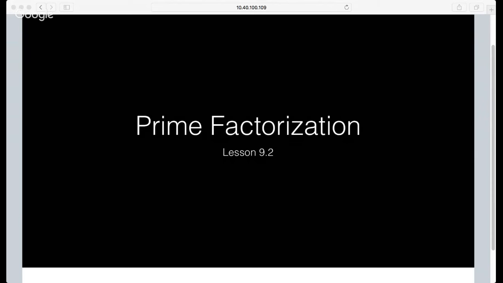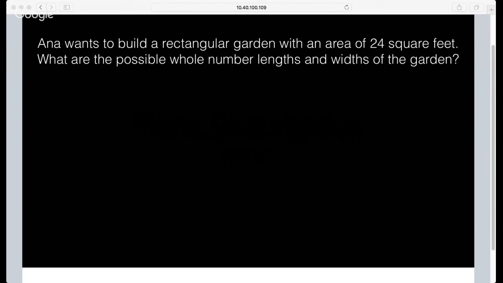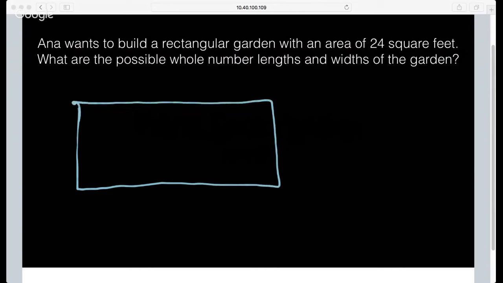All right. Well, let's get started. Prime factorization. Let's start with this problem. Anna wants to build a rectangular garden with an area of 24 square feet. So without going further, knowing what exactly we're going to be asked, I can at least draw a rectangular garden, which would just be a rectangle shape. And we do know that it has an area of 24 square feet. Area is, of course, the inside.